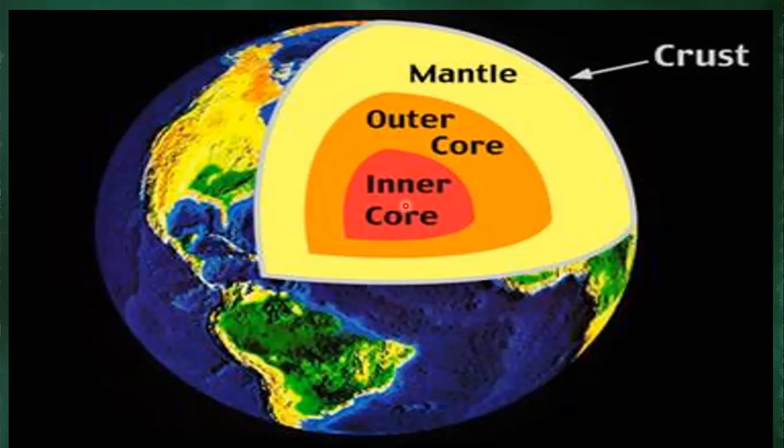So for you to be able to remember, you can just say CMC, crust, mantle, core. And the core is two parts, inner and outer. CMC, crust, mantle, core. Are we together, grade 7s?